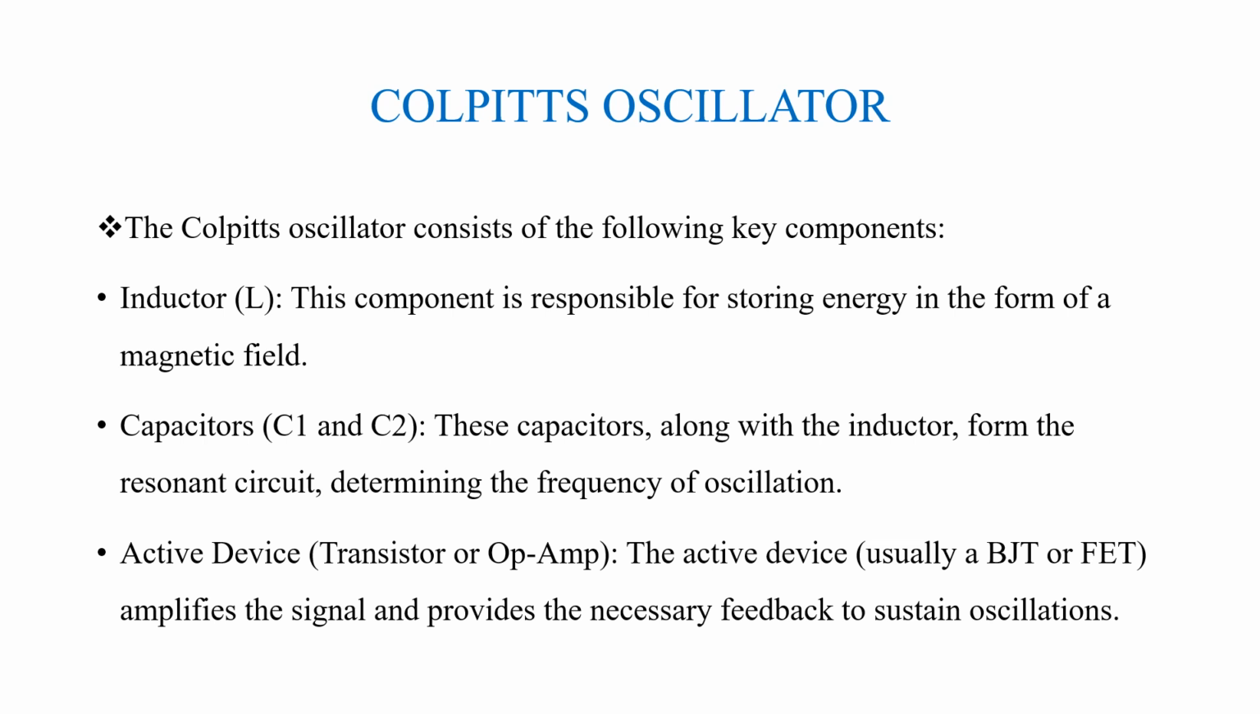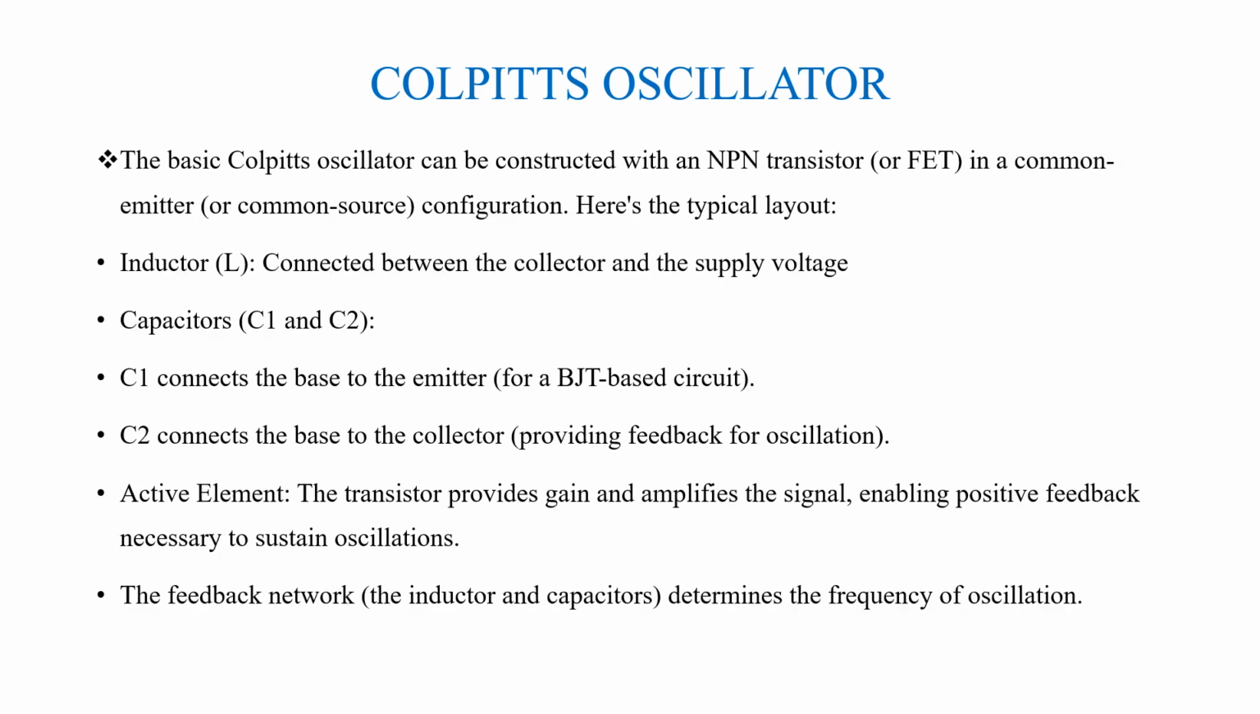Active device. It can be a transistor or an op-amp, and the active device amplifies the signal and provides the necessary feedback to sustain oscillations. The basic Colpitts oscillator can be constructed with an NPN transistor in a common emitter configuration.